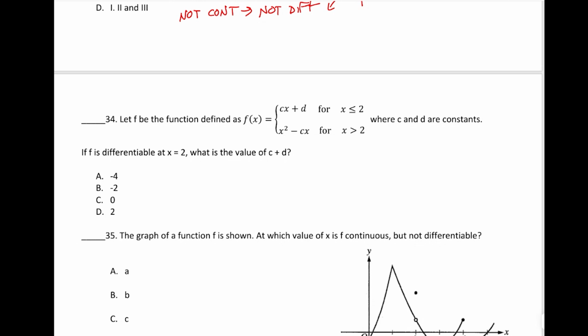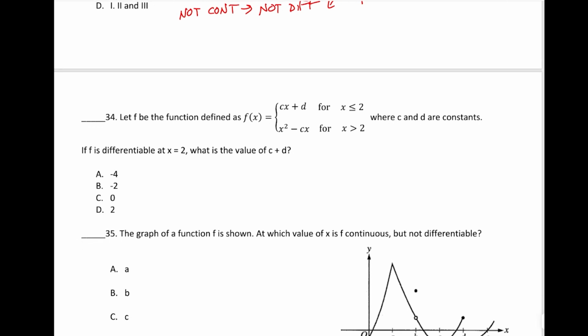Okay, let's see here. We've got a piecewise function. C and D are constants. It's differentiable at 2. So remember, differentiability implies continuity. So because it's differentiable at 2, it also has to be continuous at 2. And we want to know what is the value of C plus D. So we need to find both C and D. What we're going to do is set up two equations: one that we'll get from the fact that the function is continuous at x equals 2, and one equation from the fact that it's differentiable there.